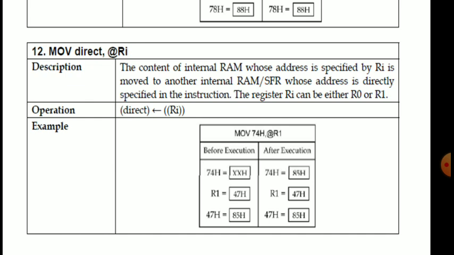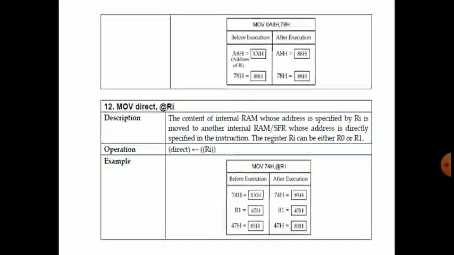So after execution, 74h has 85h, and R1 does not alter; it has the same address, that is 47h, and the 47h has again 85h, that is also not disturbed. So like this, the indirect addressing mode will be mentioned in this data transfer group of instructions.